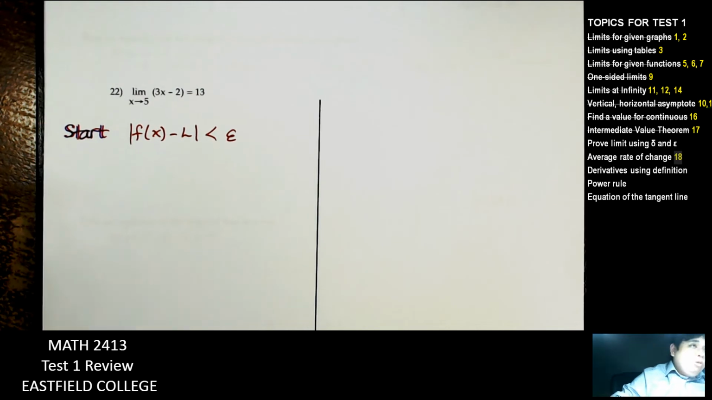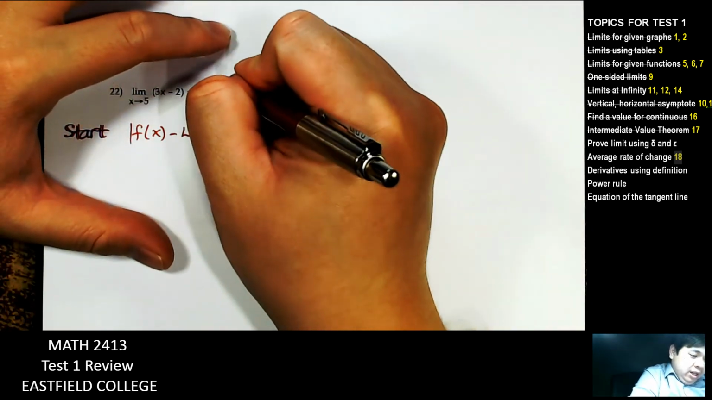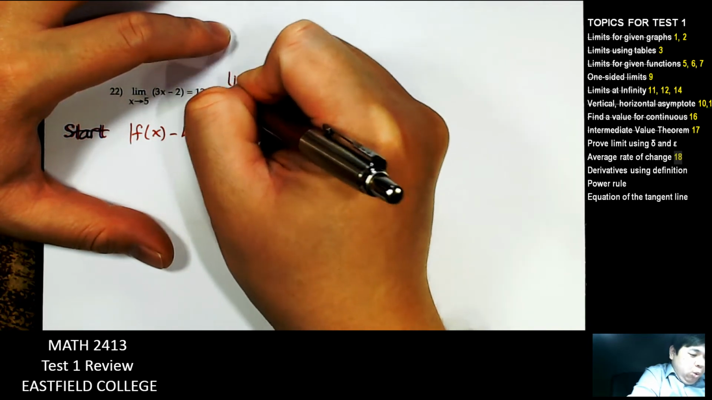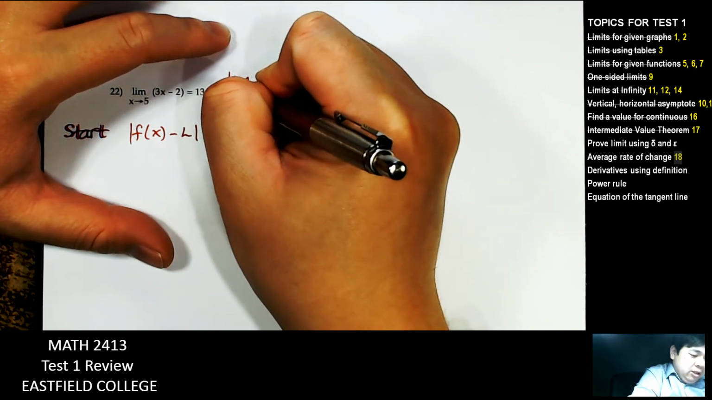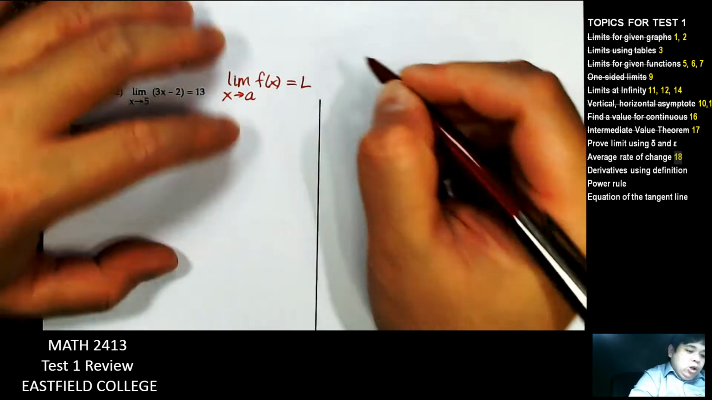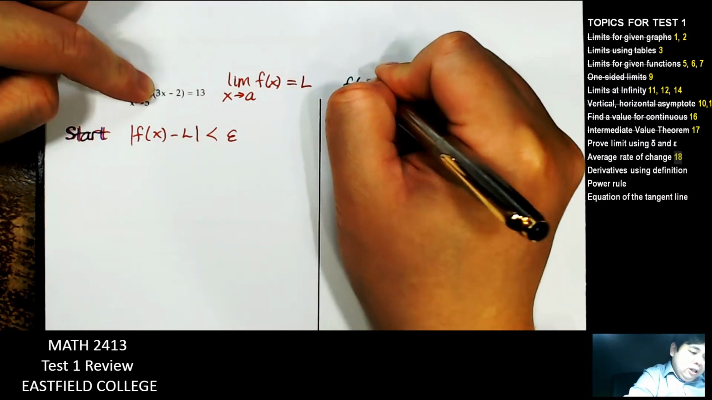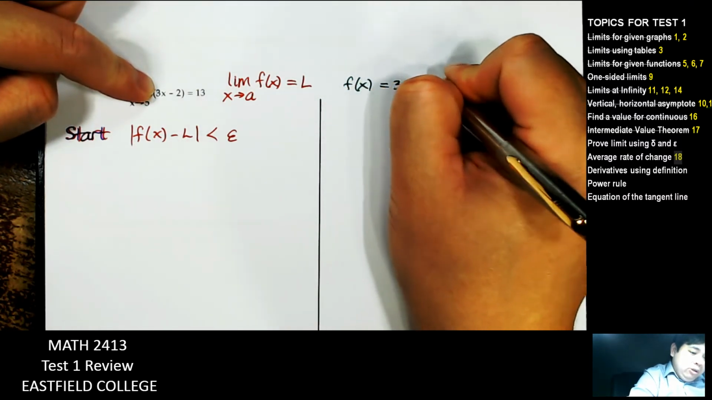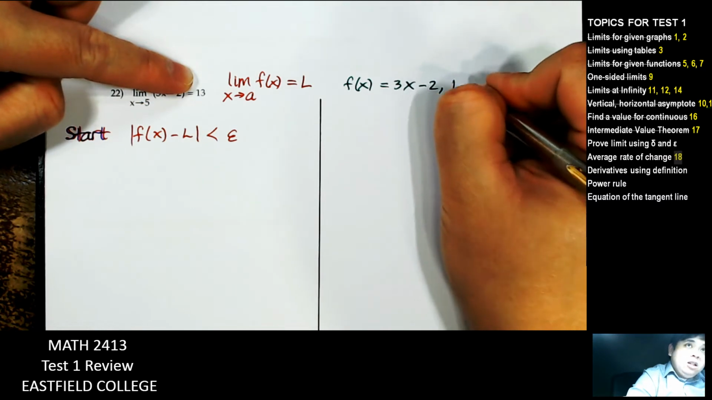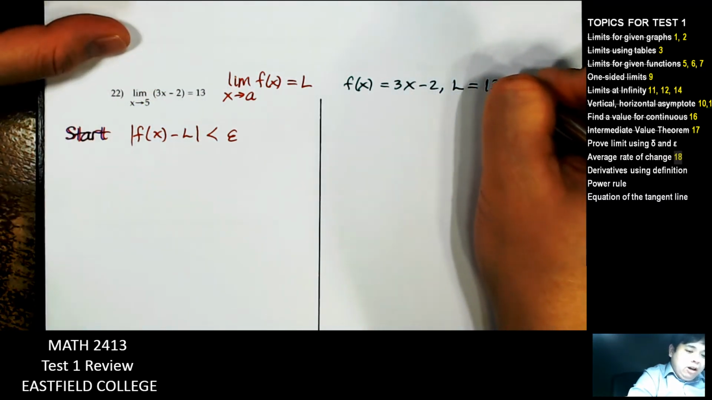Now, first, we do need to know the definition of limits. Of course, that's one part of the question. We're going to have the limit when x goes to a of a function equal to L. With that in mind, the function is 3x minus 2, the limit L is 13, and the value x is approaching is 5.